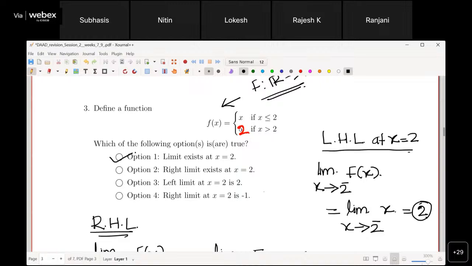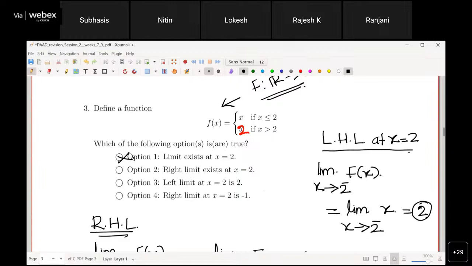No, it's not, because we have to check whether the limit exists. Ah, yeah, correct, limit doesn't exist. I thought it's written left hand limit exists. Okay. So right limit exists at x equal to 2. So option 2 is correct.